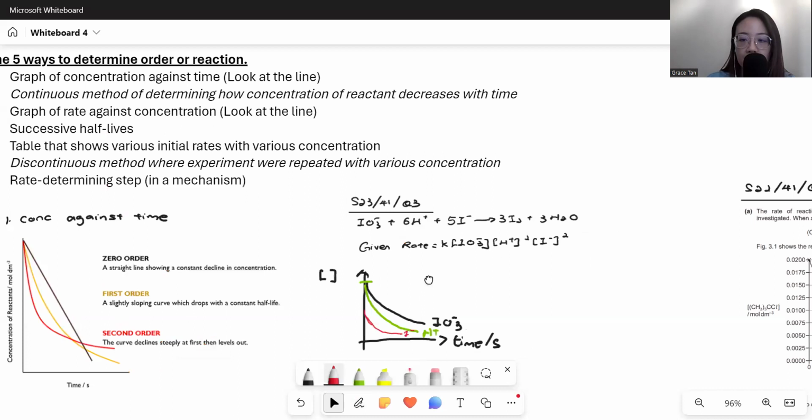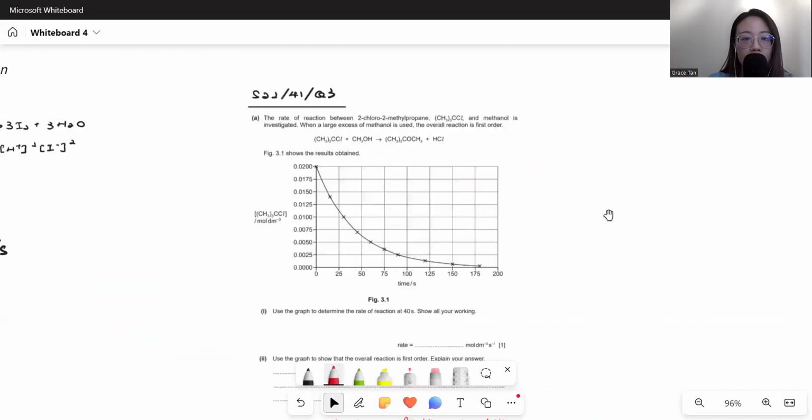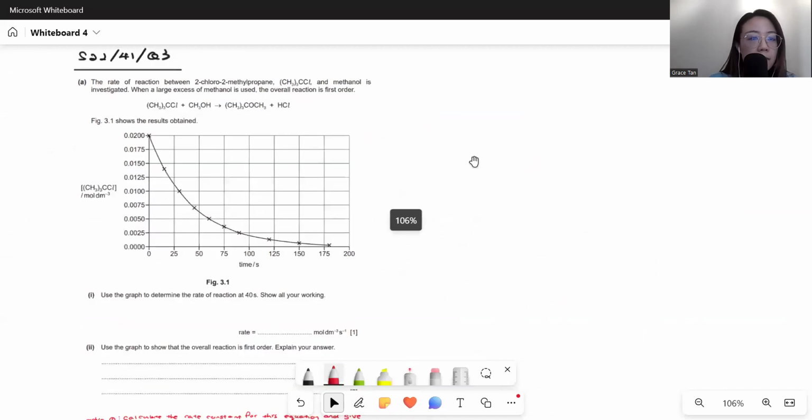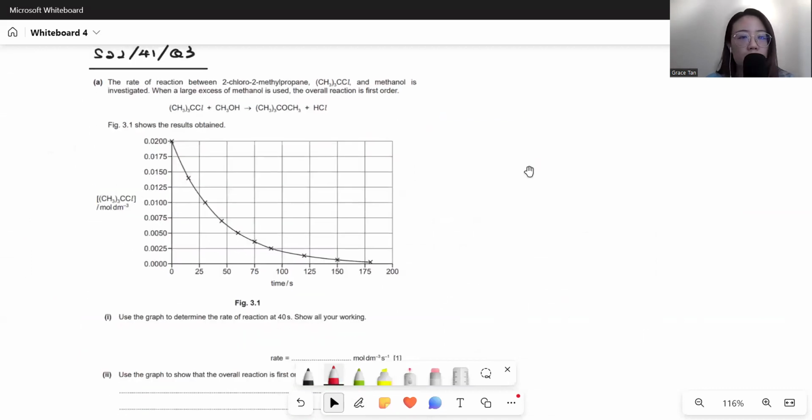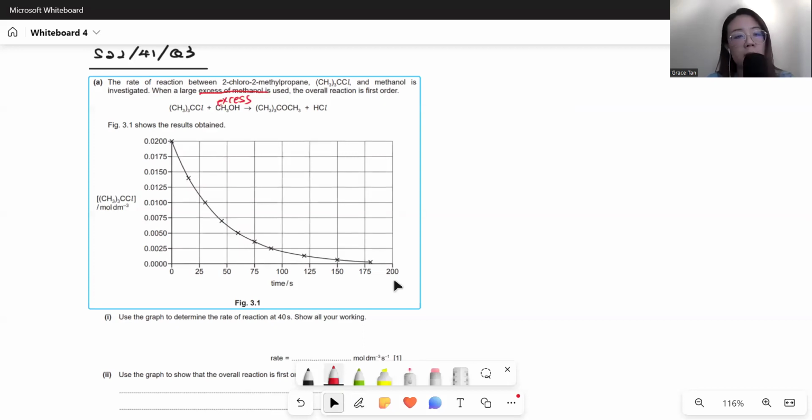Okay, so let's look at another question over here. They said that the rate of reaction between 2-chloro-2-methylpropane and methanol is investigated. A large excess of methanol is used. So when you want to determine how 2-chloro-2-methylpropane affects the rate, we will normally make the other counterpart, which is methanol, in excess. So when the concentration of the methanol is in excess, whatever change in rate is solely contributed by the 2-chloro-2-methylpropane. Understand?